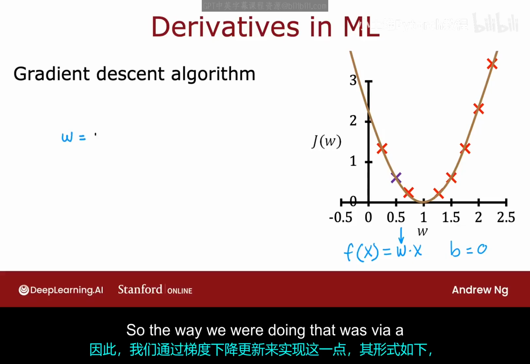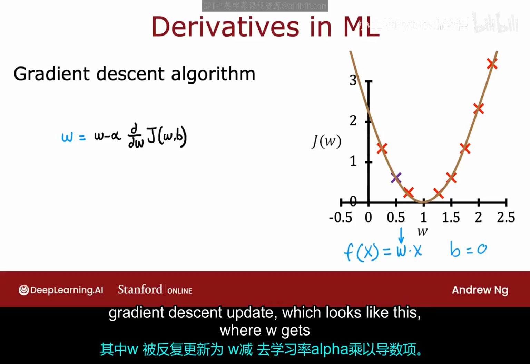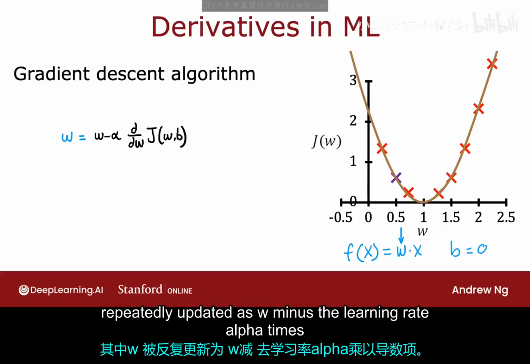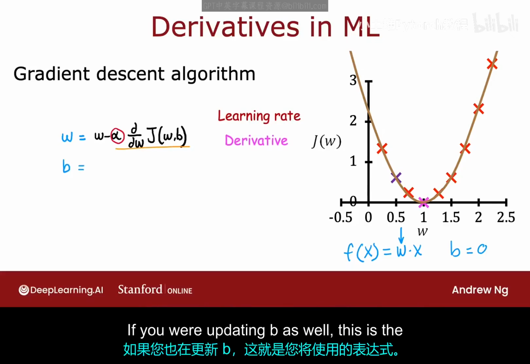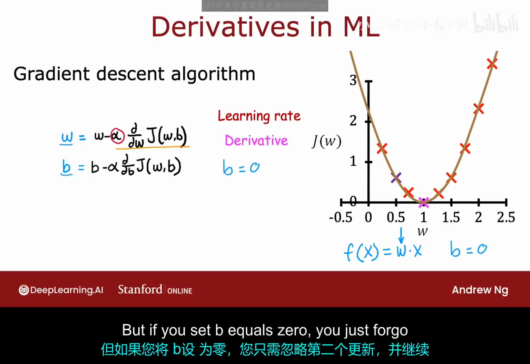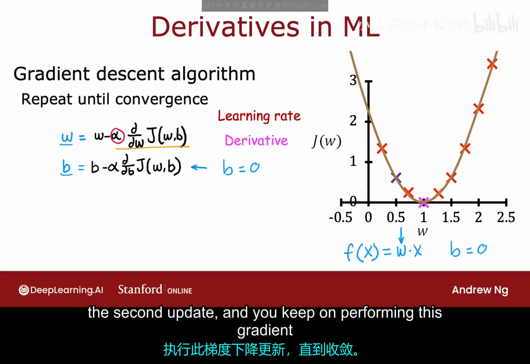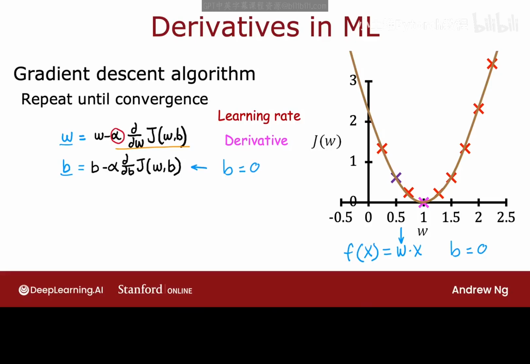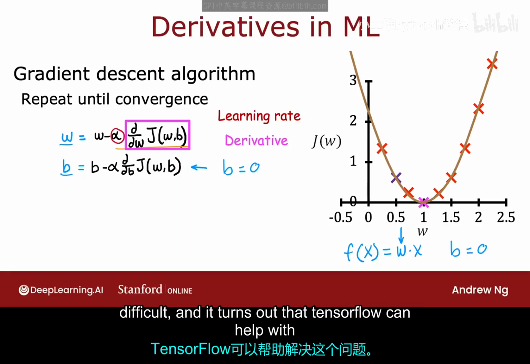So the way we were doing that was via a gradient descent update, which looks like this, where w gets repeatedly updated as w minus the learning rate alpha times the derivative term. If you were updating b as well, this is the expression you would use. But if you set b equal to 0, you just forgo the second update, and you keep on performing this gradient descent update until convergence. Sometimes computing this derivative or partial derivative term can be difficult, and it turns out that TensorFlow can help with that.